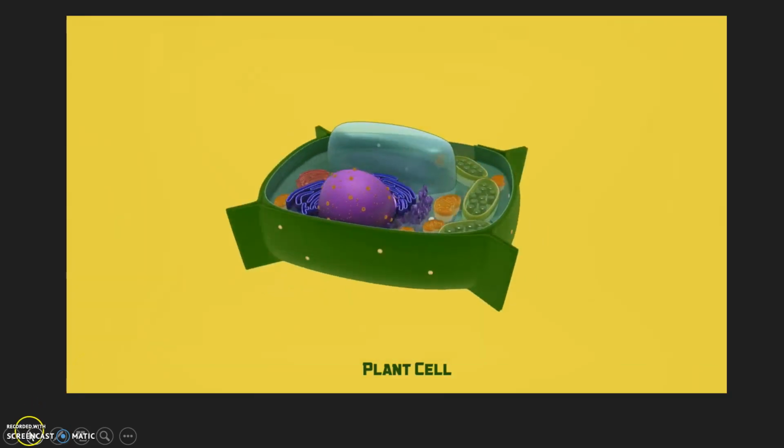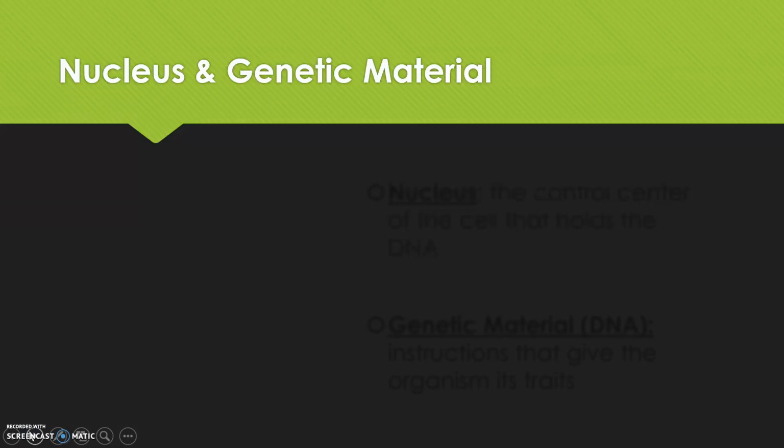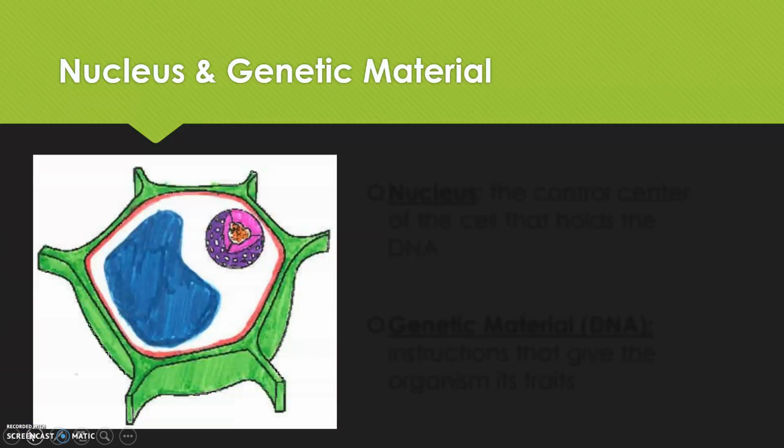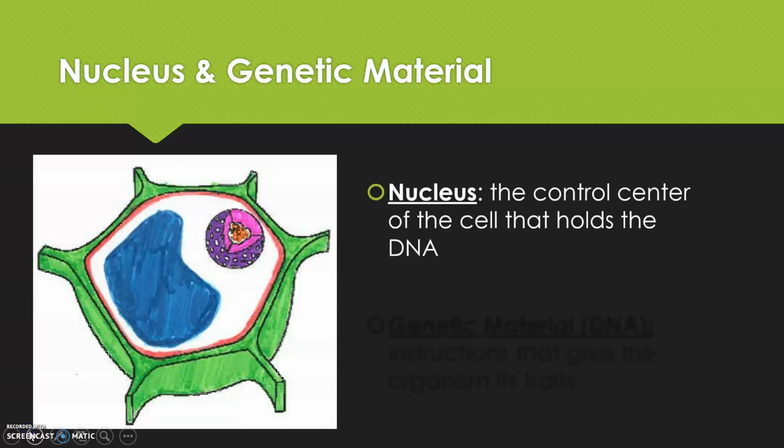The last parts we want to highlight are the nucleus and genetic material. In the picture, the nucleus is shown in purple and the DNA is shown in orange. The nucleus is a very important cell part. You can think of it as the control center of the cell. This is because it contains important instructions called DNA.